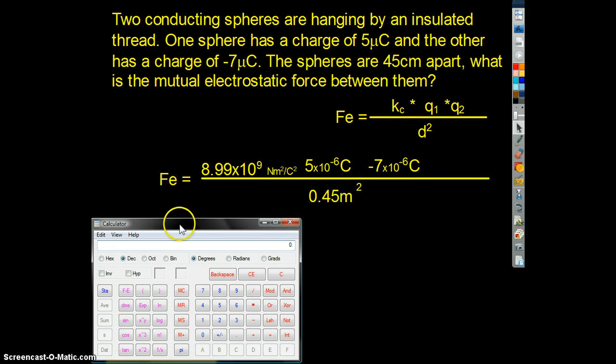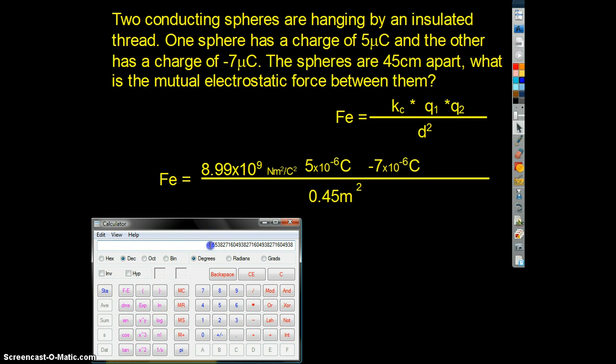Alright, I'm ready to use my ultra cool calculator here. So let's plug through it here and see if you get the same answer as me. 8.99 exponent to the 9th times 5 exponent to the -6th times 7, that's negative, have to do it this way on my calculator, to the -6th. Hit my equals button. Now I need to divide that by, I'm going to put parenthesis here, 0.45, square it, close my parenthesis, equals.